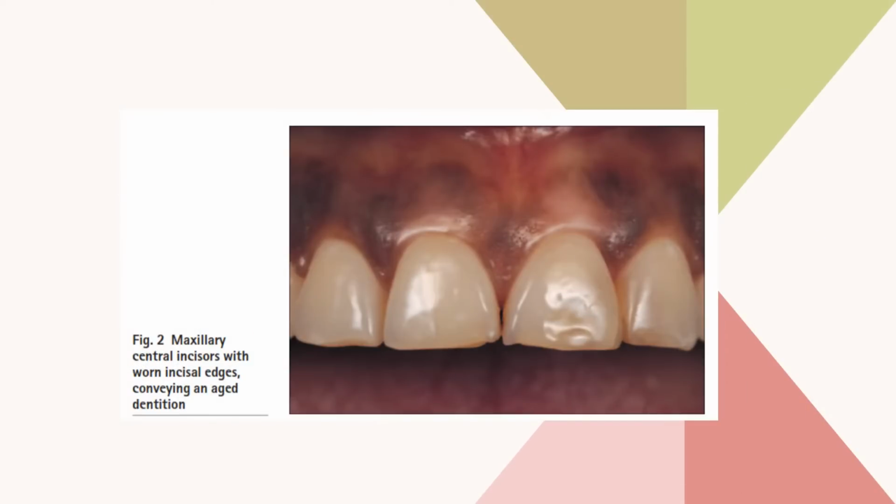The shape of the maxillary anterior teeth has been the subject of numerous studies. The most prominent are by Williams and Frush and Fisher. And the Frush and Fisher concept is concerned with the dominance of the central incisors and their wear in advancing years. So here the picture shows the maxillary central incisors with worn incisal edges conveying an aged dentition.